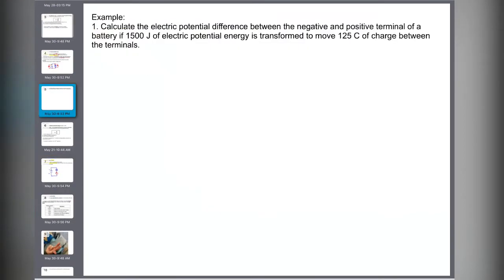Okay, so let's go through examples. I missed the example right here. Calculate potential difference. Sorry, this will be the last page. Calculate the potential difference between the negative and positive terminal of a battery if 1500 joules of electrical potential energy is transformed to move 125 coulombs of charge. You will find the chart useful to tell you what symbol is what.